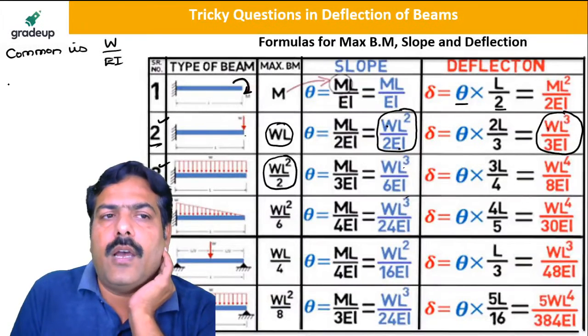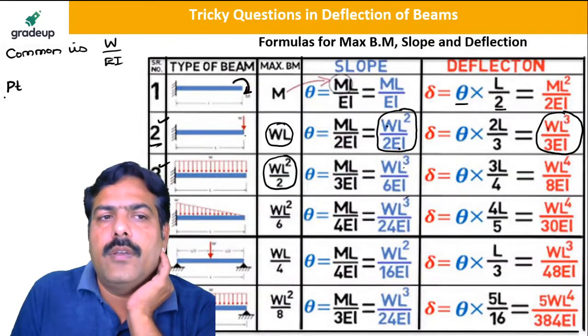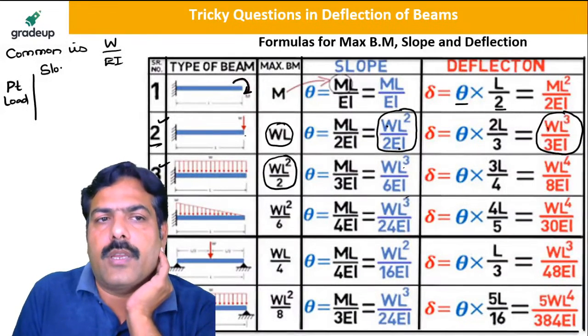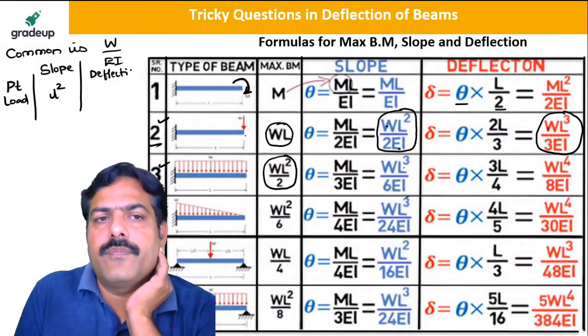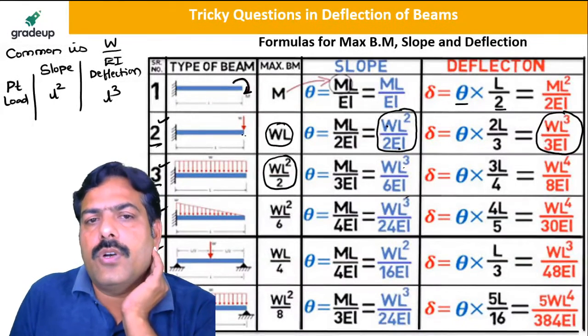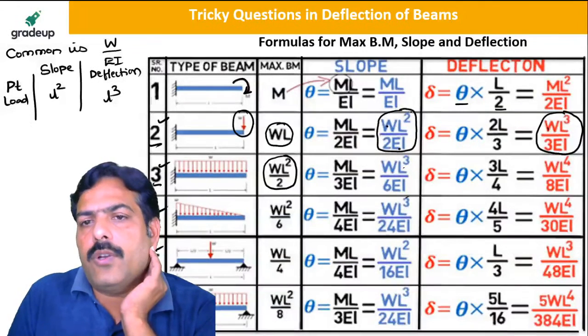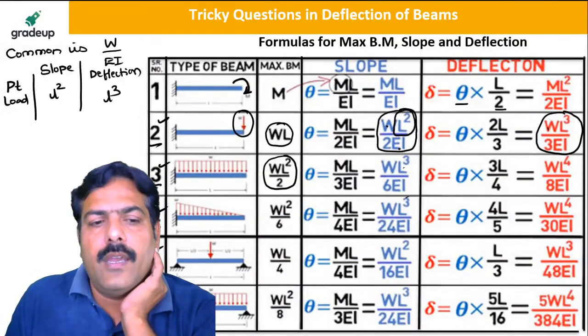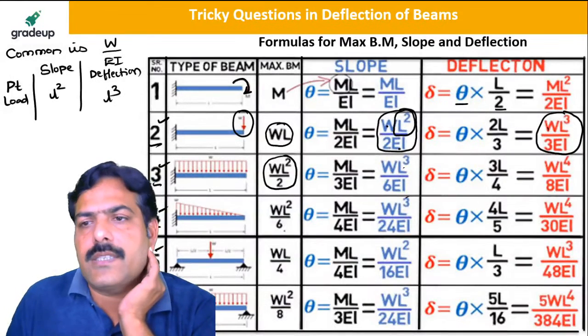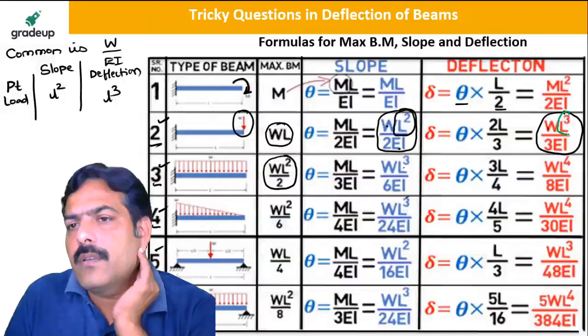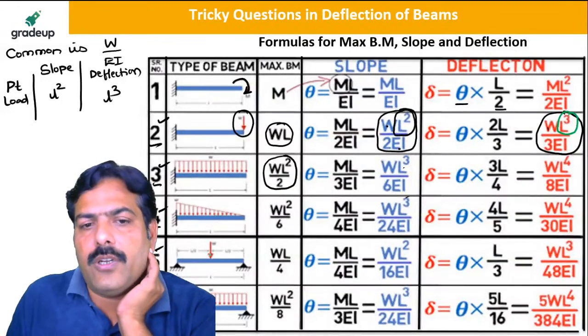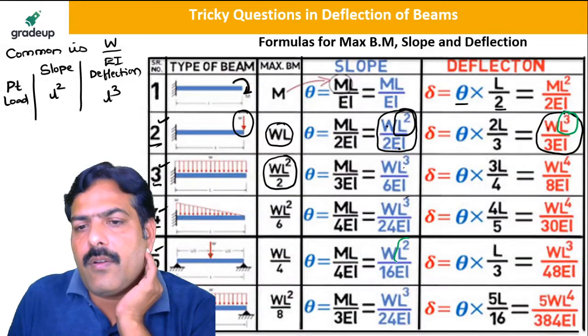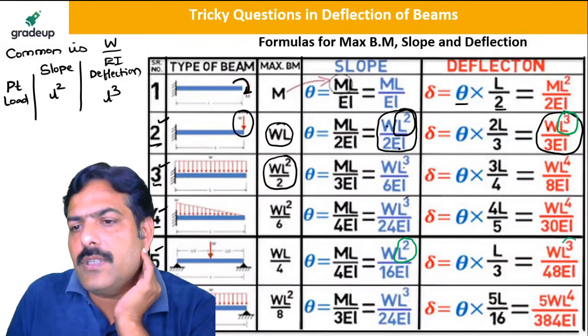Is it clear now? Now you see that wherever there is a point load, for slope it is L square, and for deflection it is L cube. For point load, in slope you see it is L square, and in deflection you see it is L cube. Now here also you see this is point load. For this it is L square, for this it is L square, and here you see that it is L cube.